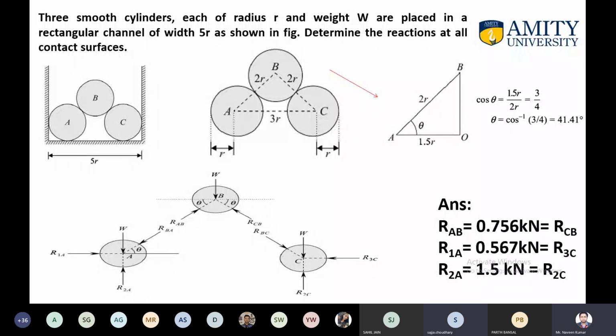Sir, I got R1A and R3C as 0.56 W. Okay. And R2A and R2C as 3/2 W. Okay, that means 1.5. Okay. And I got RAB and RBC as W by root over 1.75. Yeah, just calculate it. Okay.